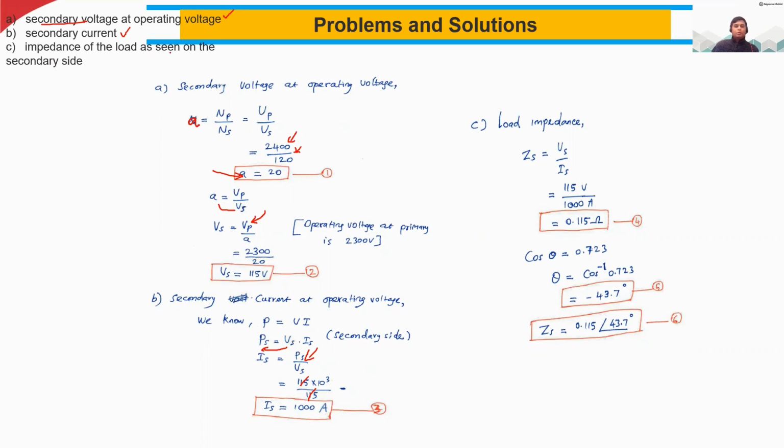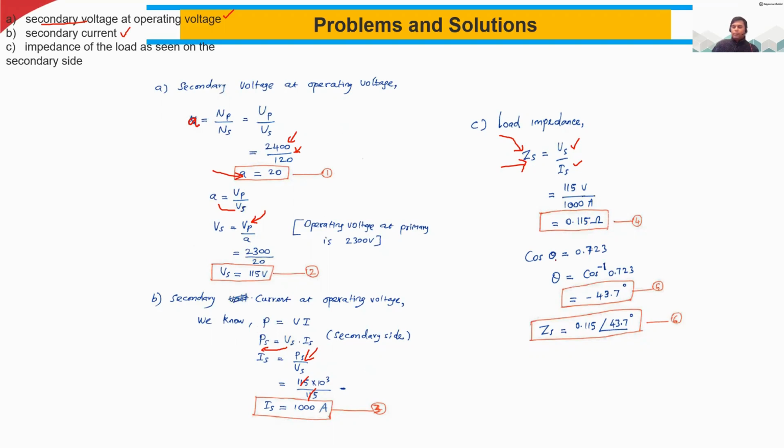Now the impedance of the load as seen from the secondary side. So the load impedance ZS is equal to VS divided by IS. We know that the secondary side impedance is equal to the secondary side voltage divided by the secondary side current. So we already know VS, we already know IS. Then you can find this load impedance directly. ZS is equal to 0.115 ohm.